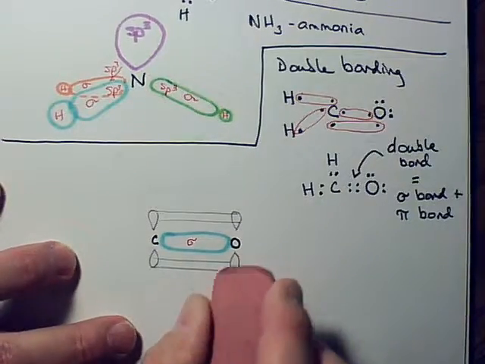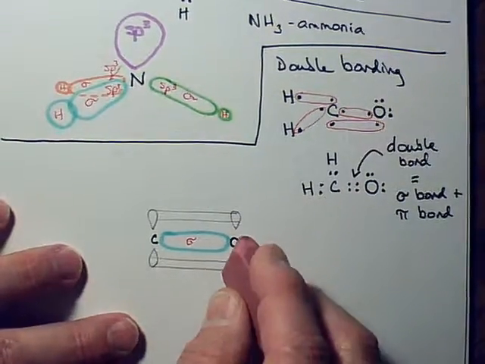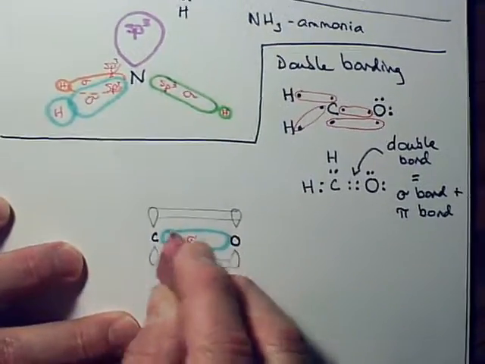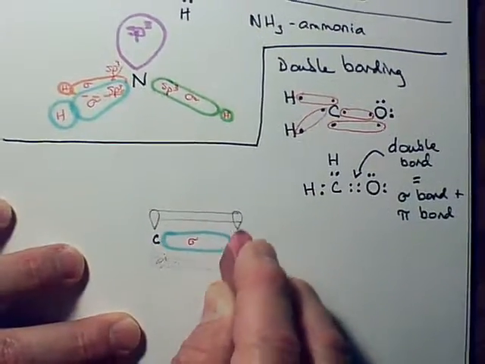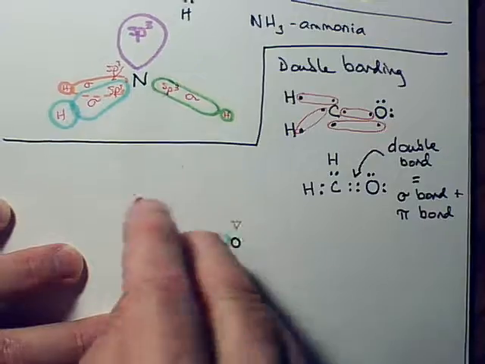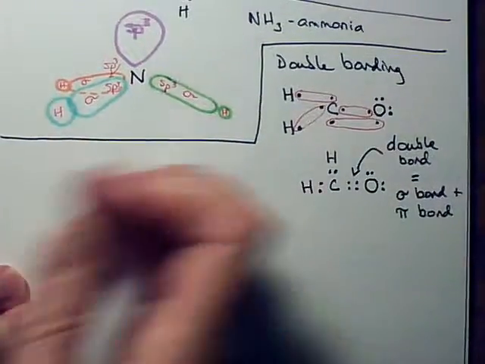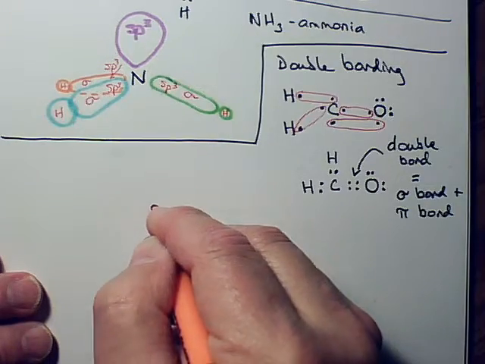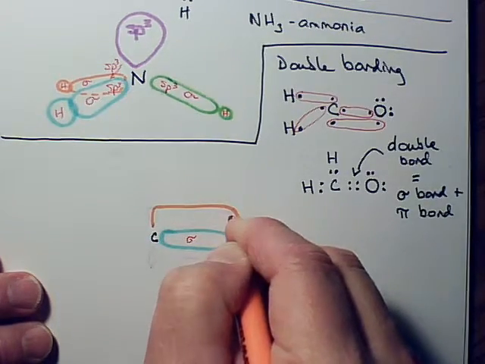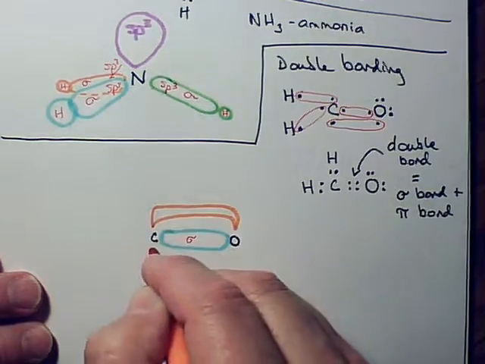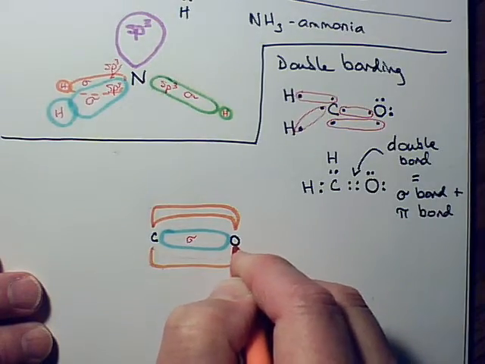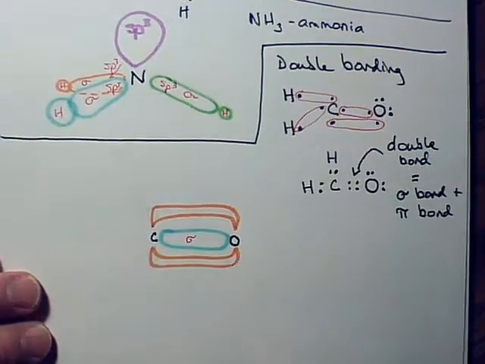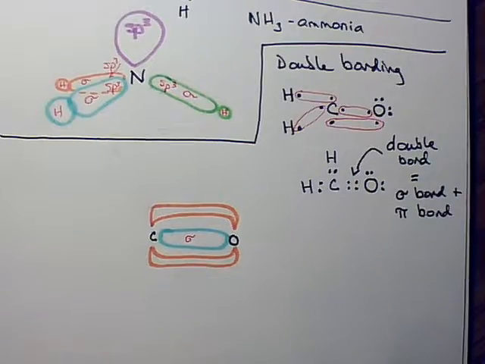Now, that's a little bit complex. Let's make this a simpler drawing. It's kind of the same thing, but instead of having all that stuff in there, I'm going to simplify the drawing of the pi bond, which comes from p orbitals. So those are two nodes of the same pi bond.